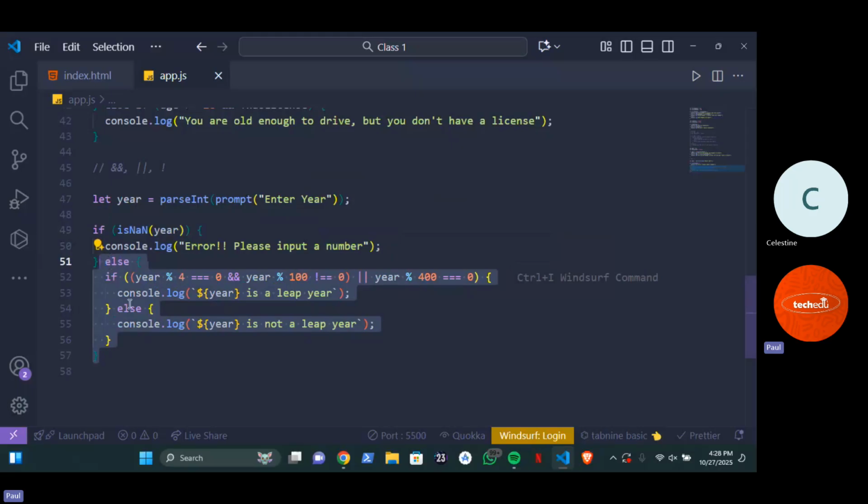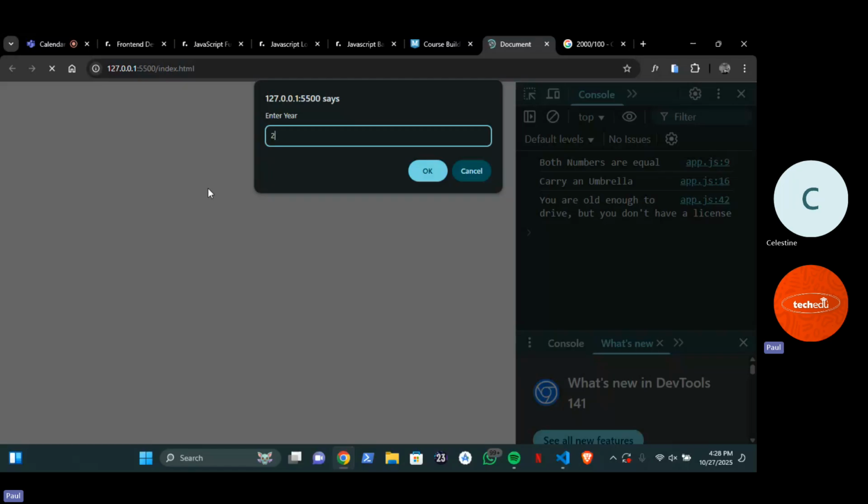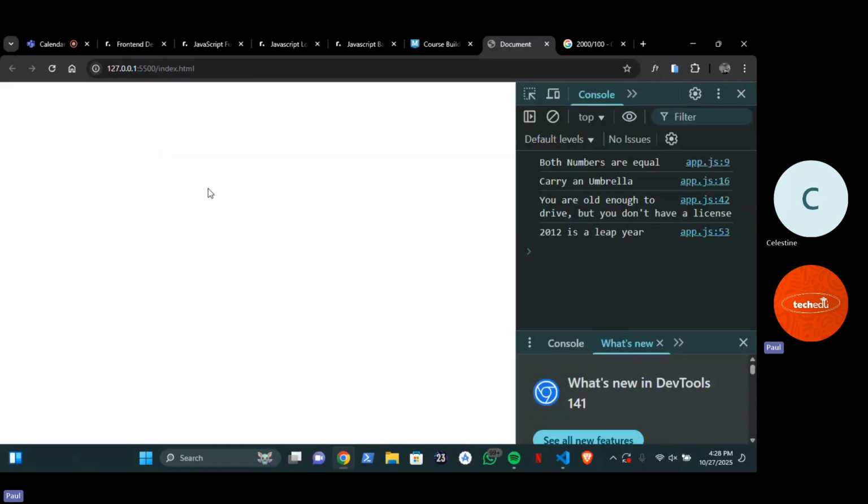Now, can you see how we can nest elements and how they actually work in real-time projects? Do you understand? You're nesting now, and then I can come here and put my number here. So if I refresh and I say 2012 is a leap year. Do you get it now? Is it clear?